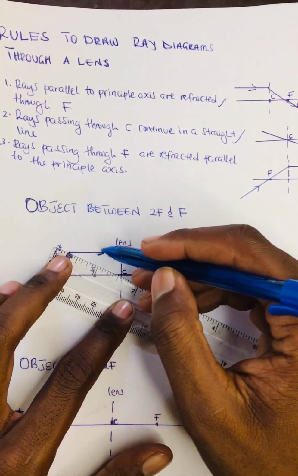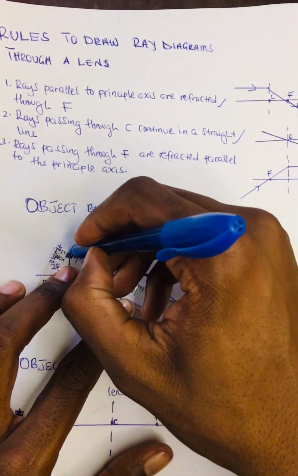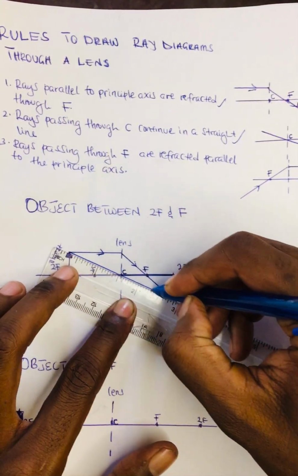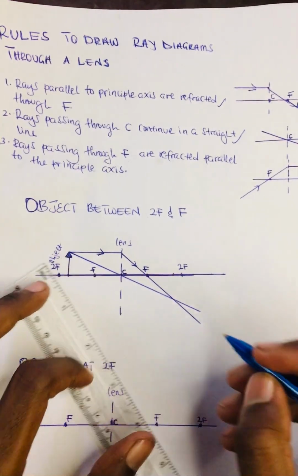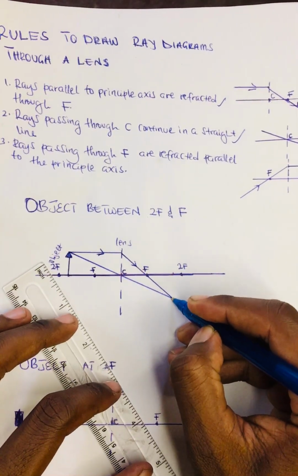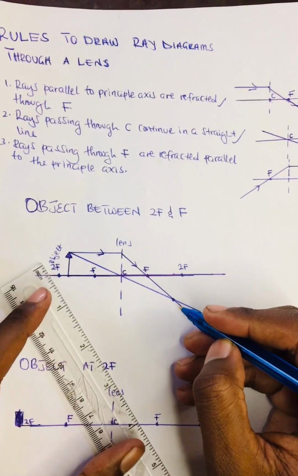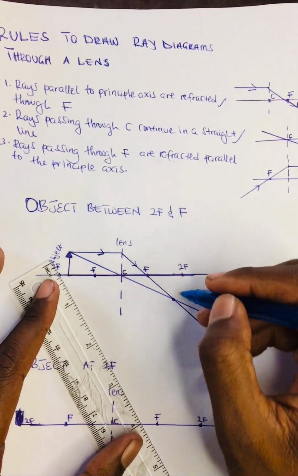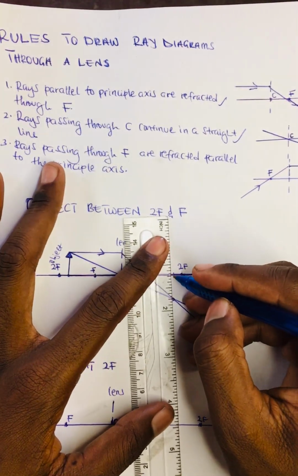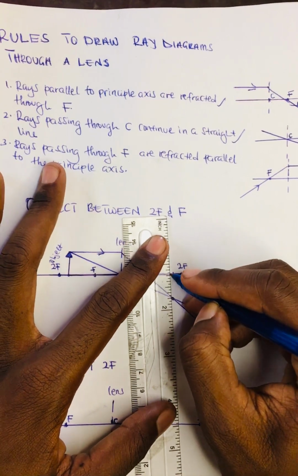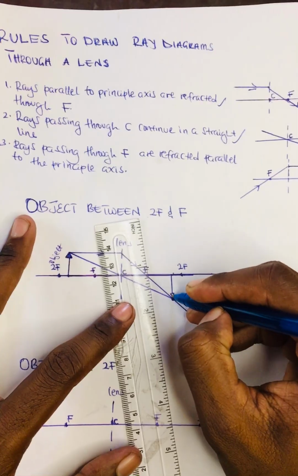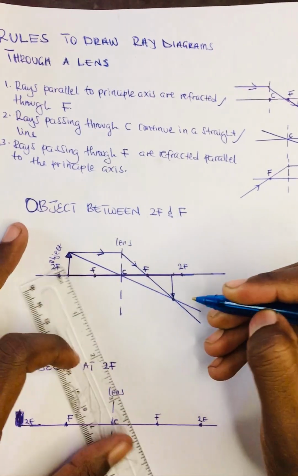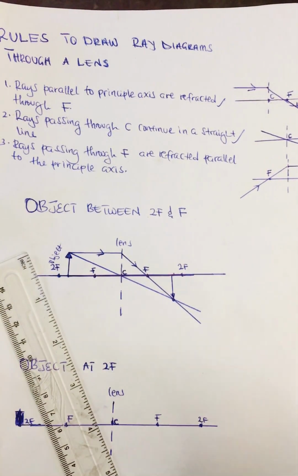Now rays passing through C continue in a straight line, and as you can see, this ray will continue in a straight line. So where they meet here, it means that this is where the image is going to be formed. So the image will be here. This becomes the image.